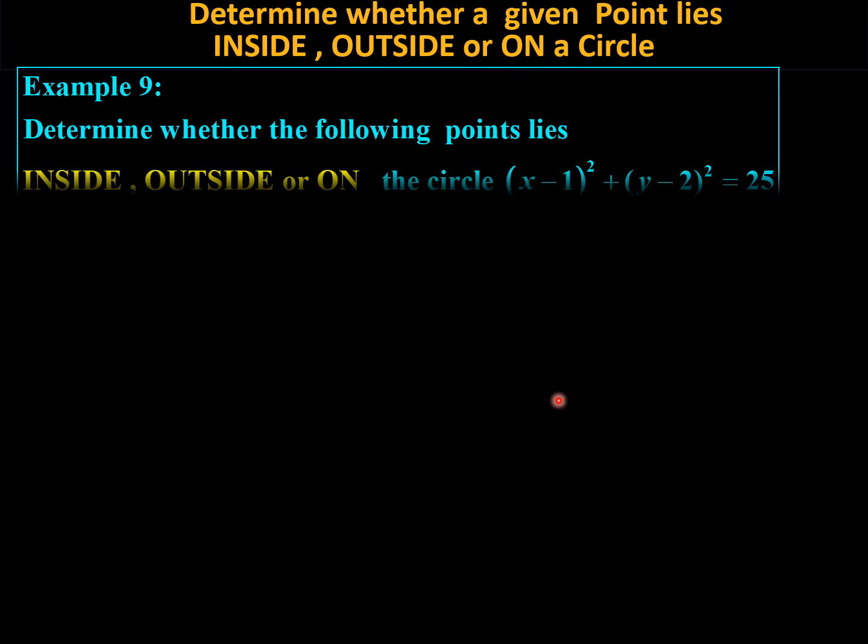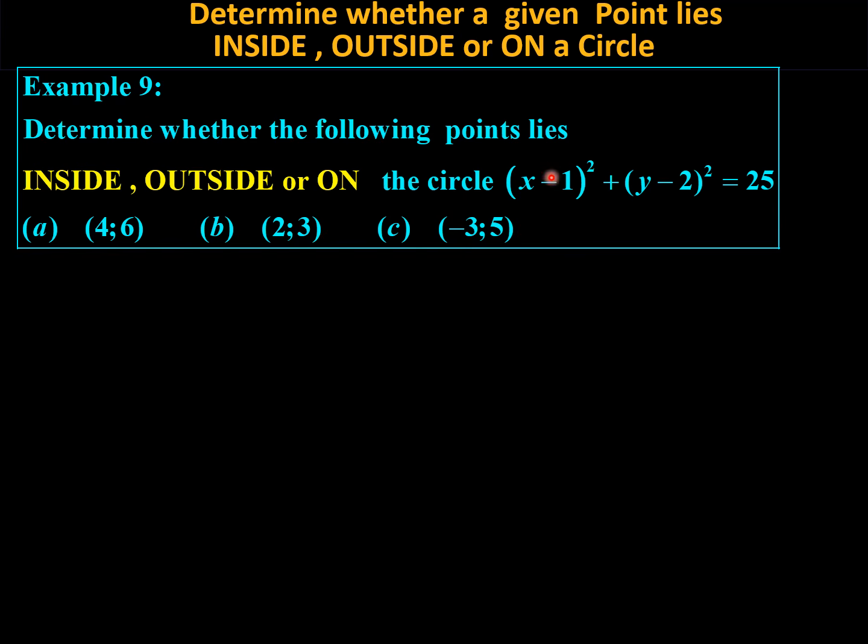Let's look at another concept here. We would like to determine whether a given point lies inside or outside a circle. Okay. So let's look at an example here. Determine whether the following points, so there are 3 points down here, lie inside, outside, or on this circle. So let's take the first one, 4 and 6.